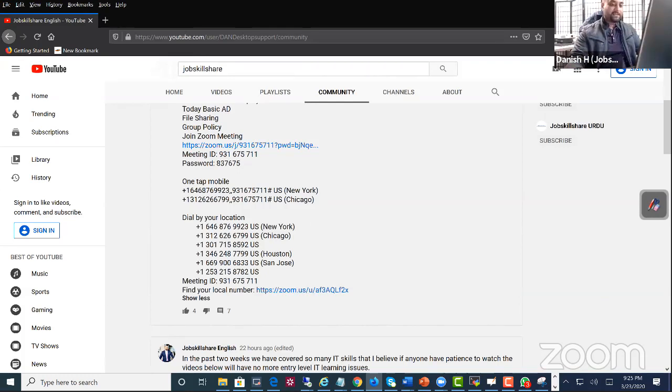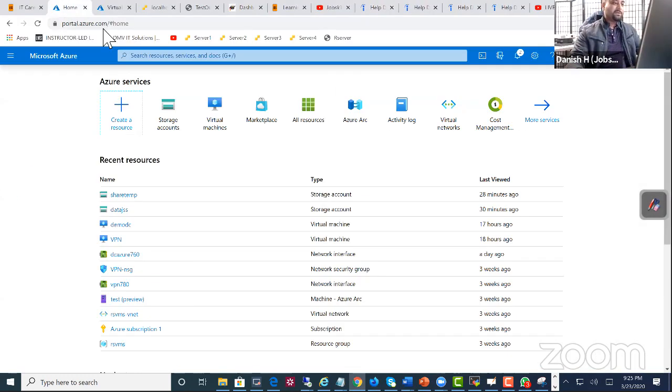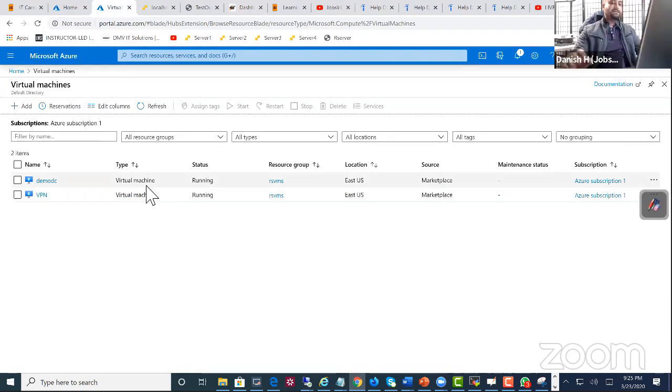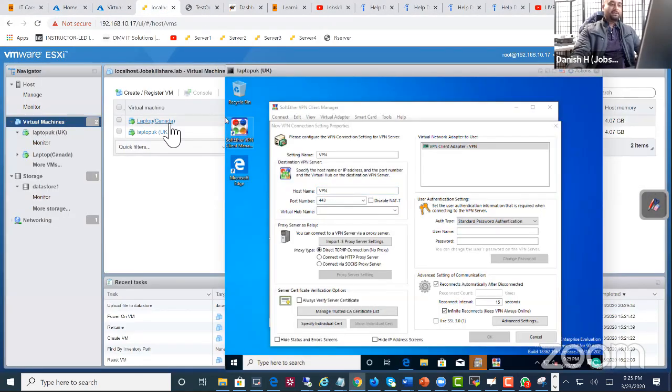So now let's get started, guys. Let's go ahead and talk about our scenario right here. Yesterday, we created a domain controller, and then we created a VPN server, and then locally here, we had a laptop from Canada that we gave to a person, and they got connected to our network. So now we are going to add a new machine to that domain controller.